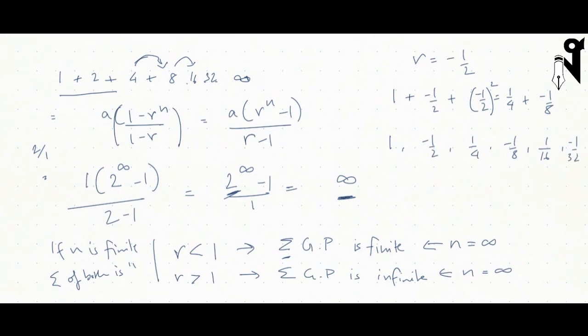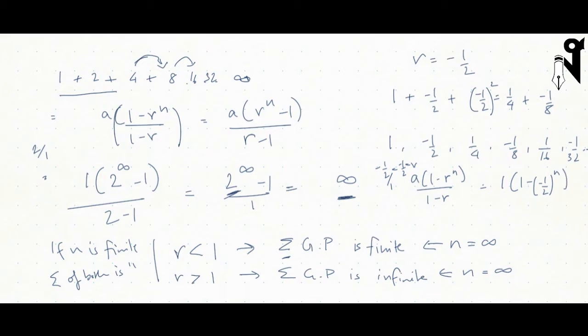So let me try for the sum in this case. I have a times 1 minus r power n by 1 minus r. Here a is 1. So over here you can see what r is. If I divide the second term by the first term, minus half by 1, that is minus half. So r is minus half. I have 1 minus minus half power n divided by 1 minus minus half.